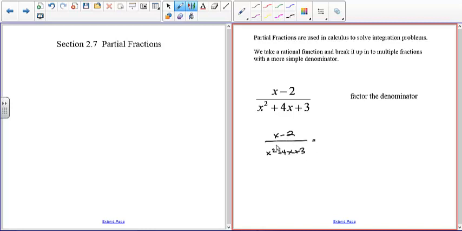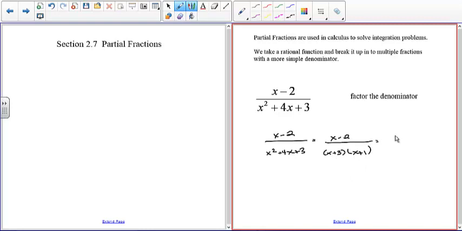Now, if we were plotting this, one thing we'd know is the horizontal asymptote would be 0 because the order of the numerator is less than the order of the denominator. We would factor the denominator because we need to know what values of x cause that to go to 0. So if we factor that, you get x plus 3 and x plus 1. Now that's not the goal here, plotting it.